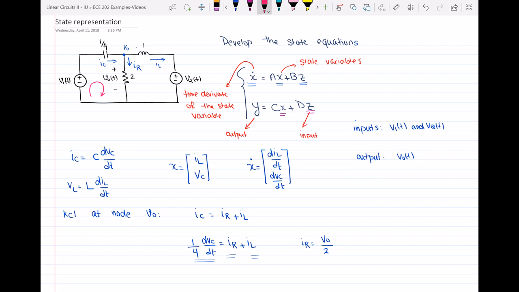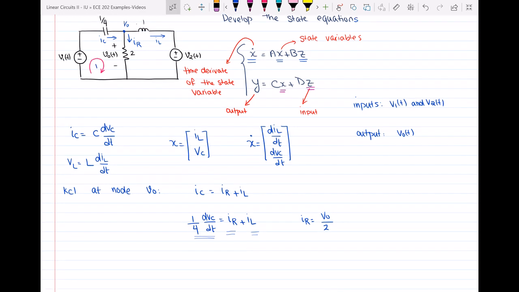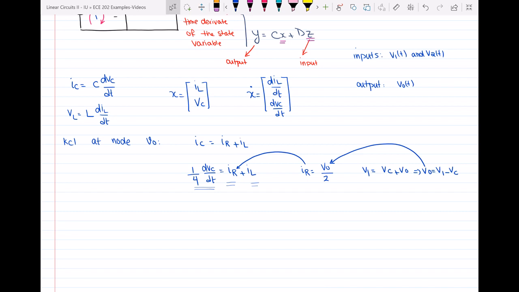Okay, so let's see what that would be. If I write the KVL, let's say this is mesh number 1, I will have V1 is equal to VC plus VO. So from here, I can say that VO is V1 minus VC. Now, if I substitute this VO here, and then I substitute IR over here, then my equation will be ready to be placed in the system of equations.